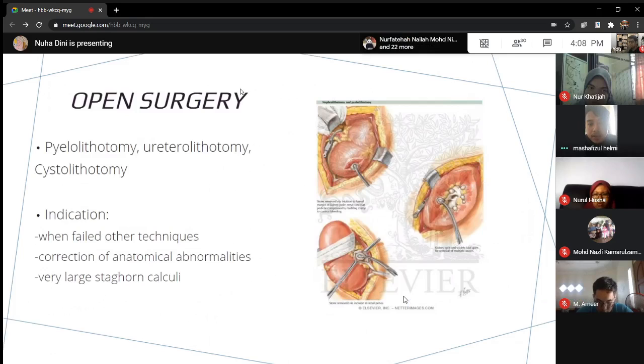Next one. This is open surgery, which includes pyelolithotomy, ureterolithotomy, and also cystolithotomy. This is indicated when the previous interventions or techniques have failed. Also, it is used to correct anatomical abnormalities and also for very large stagnant calculi.